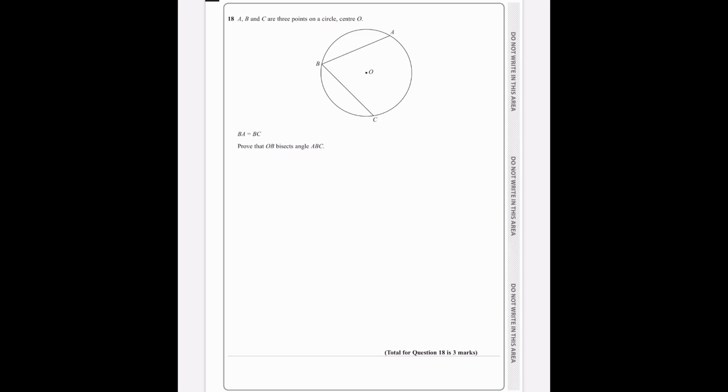Okay, the geometric proof question. There's a couple of ways of doing this one. I have done it using congruent triangles. We're going to show that BAO and BOC are congruent. If we do that, then they're both congruent isosceles triangles, so the base angles will be equal to each other, and therefore BO will bisect the two others.